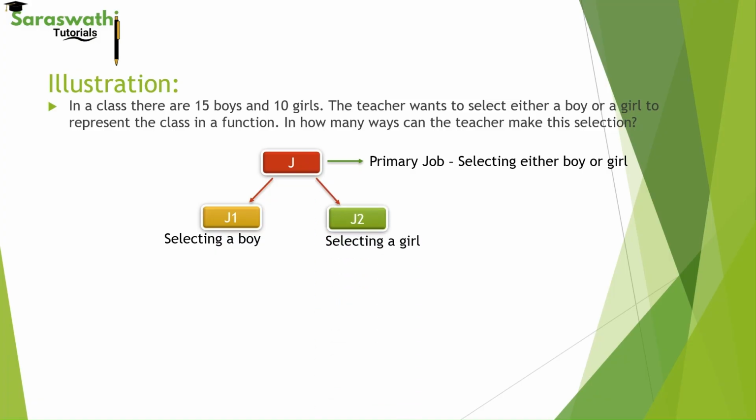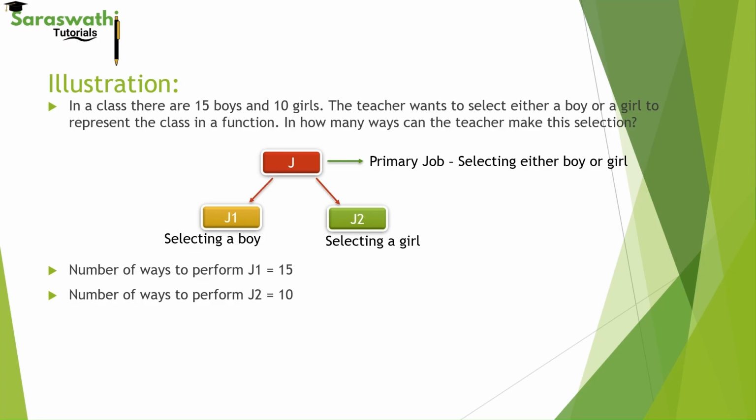There are 15 boys to choose from. Each boy is a different option. So, there are 15 ways to perform J1. Therefore, the number of ways to perform J1 is equal to 15. Similarly, there are 10 girls to choose from. Each girl is a different option. So, there are 10 ways to perform J2. Therefore, the number of ways to perform J2 is equal to 10.